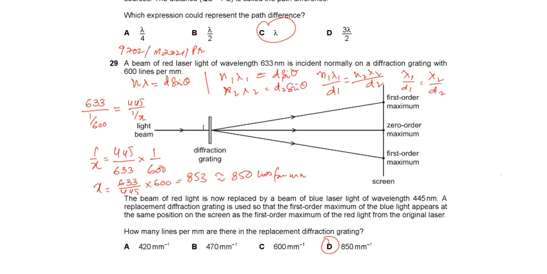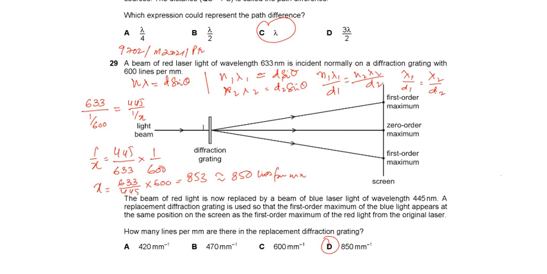So that means n1 lambda 1 over d1 equals sine theta, which equals n2 lambda 2 over d2. Sine theta is common on both sides, so we equate both equations: n1 lambda 1 over d1 equals n2 lambda 2 over d2. The order of maxima is at the same position, so n1 and n2 are also the same. That means lambda 1 over d1 equals lambda 2 over d2.